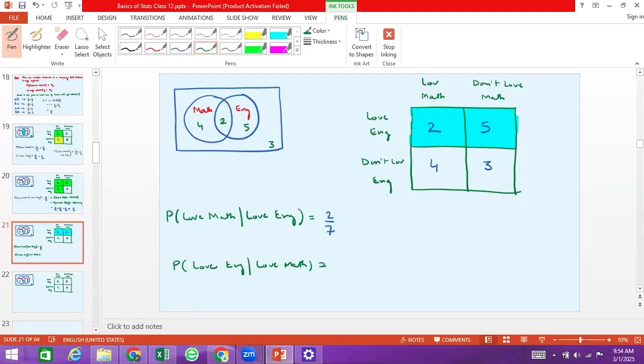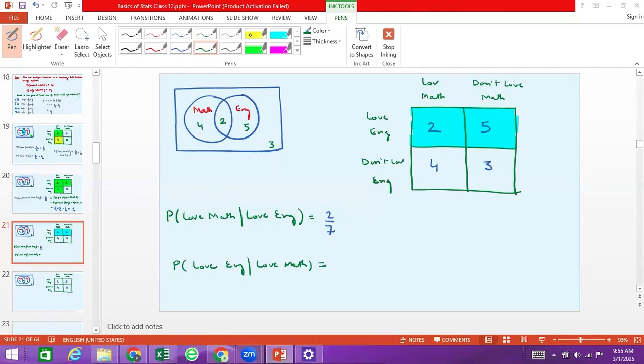2 by 6. 2 by 7. 2 by 6. 4 plus... What will be the answer? 2 by 6. 1 by 3. 3 by 6.